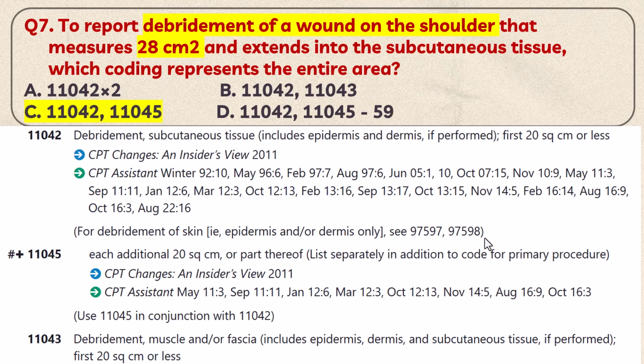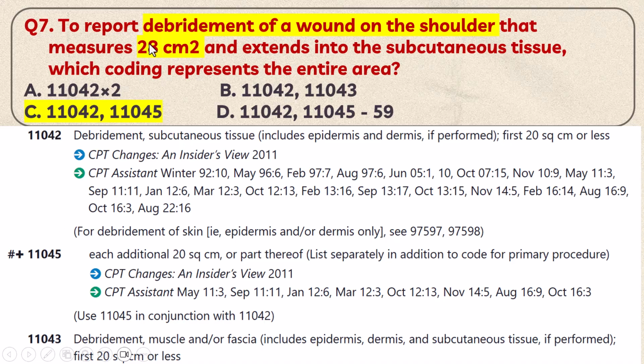Once you go to the tabular list, you can see 11,042 is debridement of subcutaneous tissue, first 20 square centimeters or less. 11,045 is each additional 20 square centimeters. And 11,043 is debridement of muscle layer. But in our case, it is subcutaneous tissue. So you have to use 11,042 and 11,045.